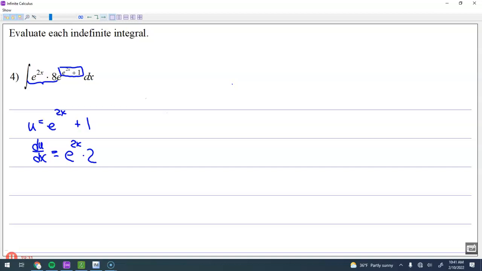Are we good with why the derivative has a 2 there? Like e to the 2x times 2. But then I want to say e to the 2x times 8. So what do I have to do here? Multiply by 4, multiply by 4. So I end up with 4 du, and this dx is going to end up over there, equals 8 e to the 2x times dx.